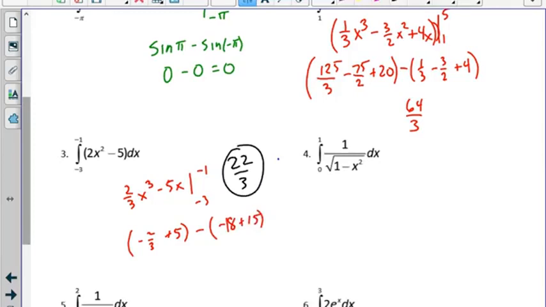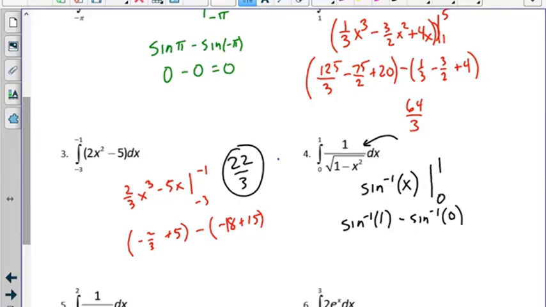Number 4, the integral from 0 to 1 of 1 over the square root of 1 minus x squared dx. We have to recognize that the thing that gives us 1 over the square root of 1 minus x squared as a derivative would be arcsine or sine inverse. And so we have to recognize that sine inverse is the antiderivative of this. We evaluate that from 0 to 1. So we have sine inverse of 1 minus sine inverse of 0. Sine inverse of 1 is pi over 2. Sine inverse of 0 is 0.